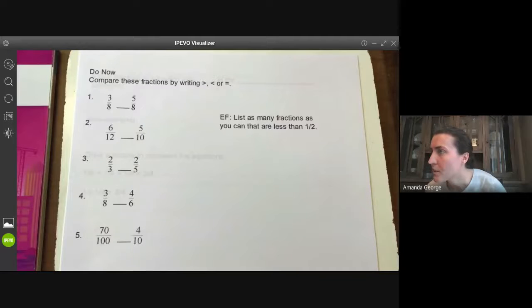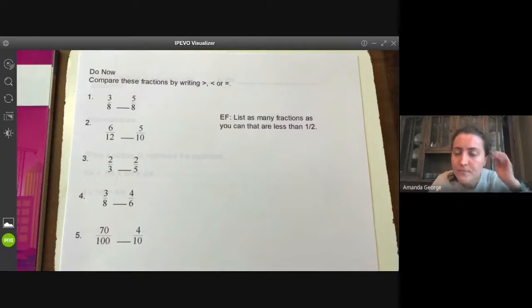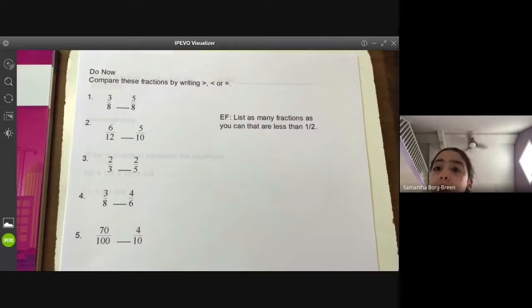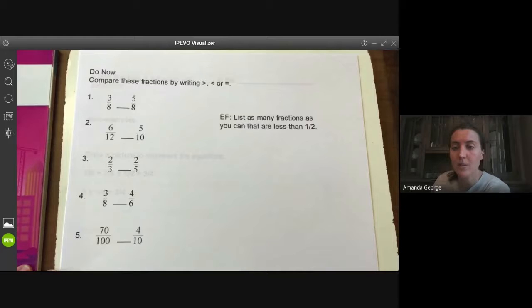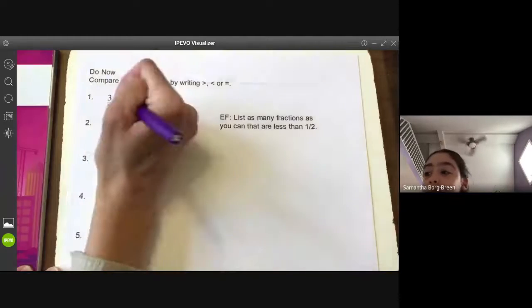So the do now said, compare these fractions by writing greater than, less than, or equal to. Could I have a quiet hand volunteer for number 1 who would read us their whole inequality, please? Samantha. 3/8 and 5/8. Good. And how do you compare them? 3/8 is less than 5/8.